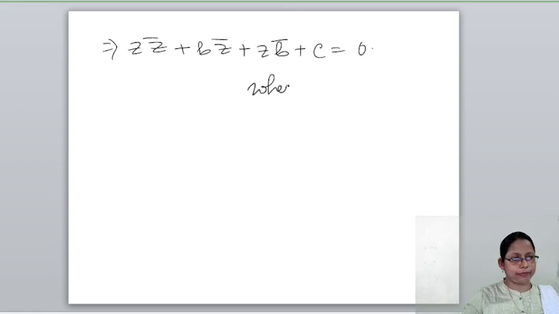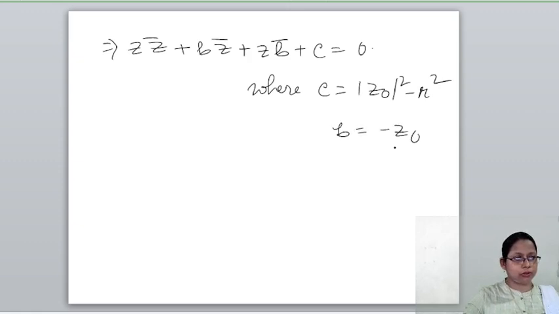where c is my z naught z naught conjugate minus r squared, b is minus z naught, and b conjugate is minus z naught conjugate, which is the required equation of the circle.